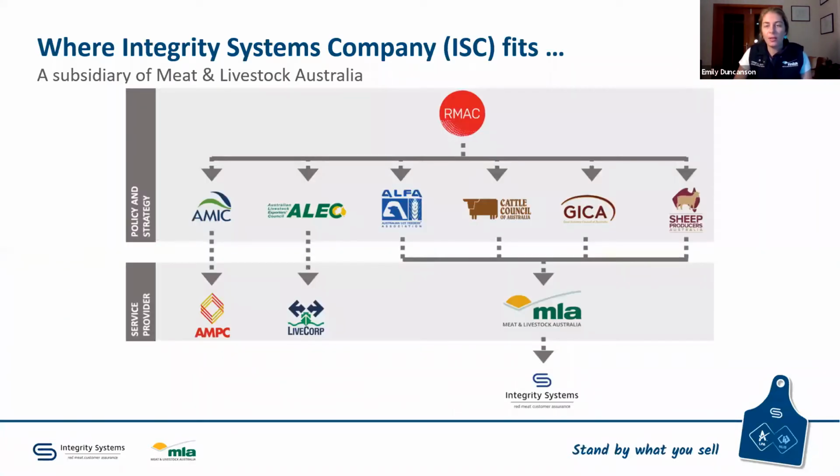We'll start tonight with a general overview of ISC, that is Integrity Systems Company. We are a subsidiary of Meat and Livestock Australia, which is a service provider to the red meat industry. As you can see on your screen, we provide the industry services under the guidance and direction of the policy and strategy advocates above us. You'll see there's quite a number of them that MLA services. Essentially, we all have separate roles, but we all work together to support the industry and provide solutions for you, and products and services like the eNVD system.